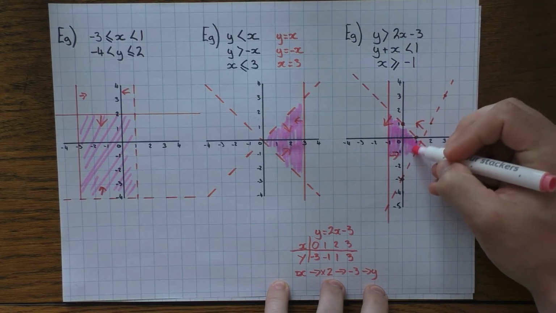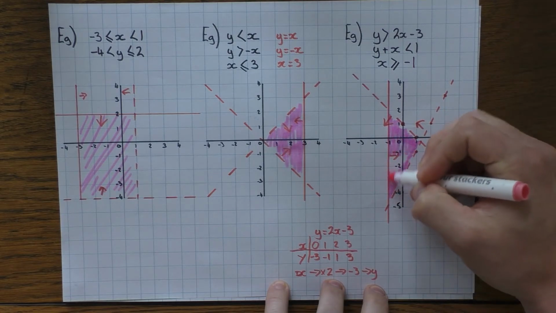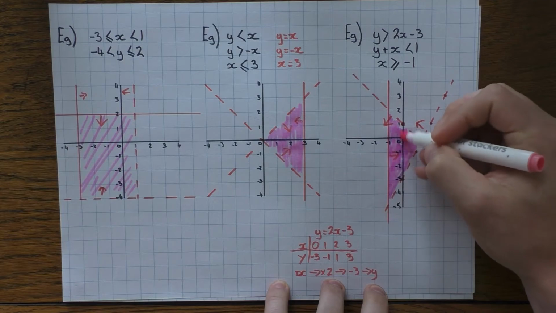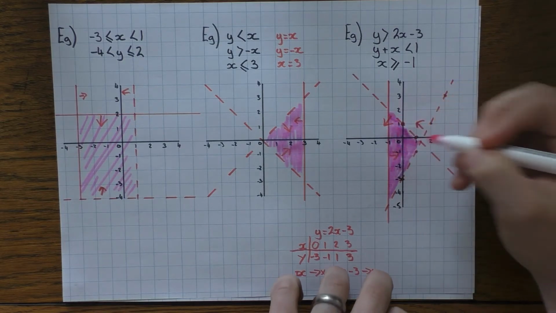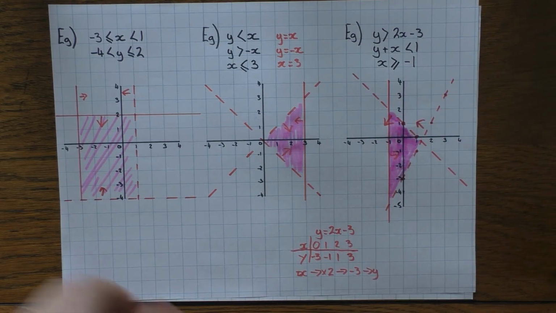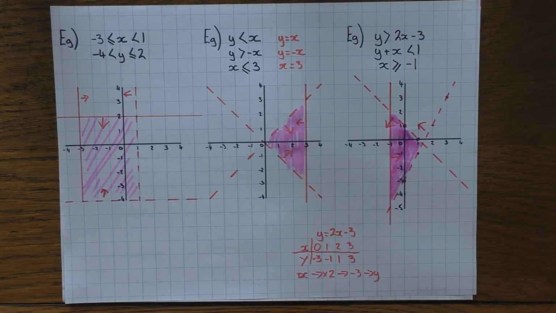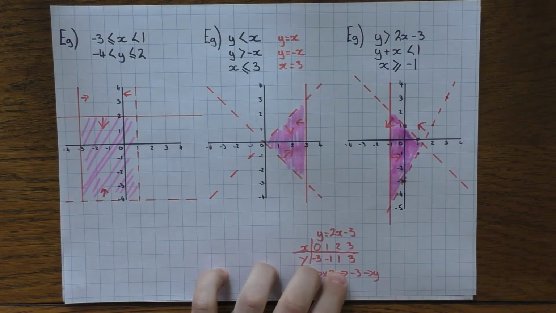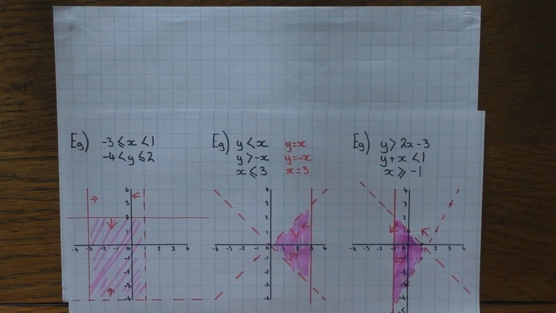Just do a very quick rough shading in like so. Excellent. Okay. So that's if you're given the inequalities. What happens if you're given the diagrams and you need to write down the inequalities? Good question. Let's give it a go.